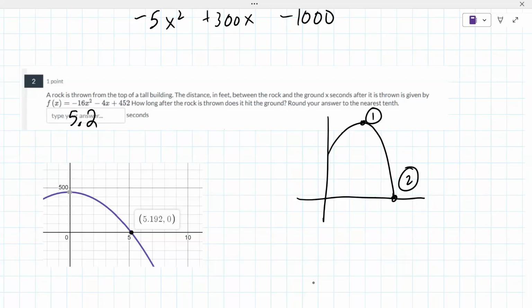Okay. Right, so that's that one. Some of these will go faster potentially.